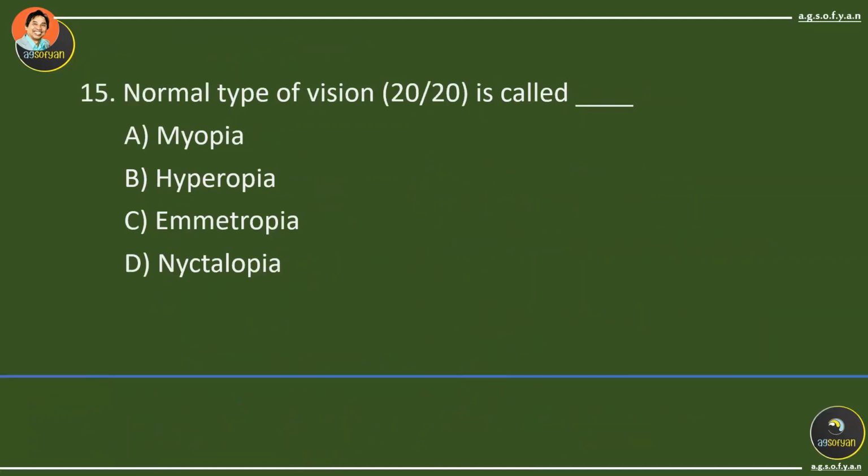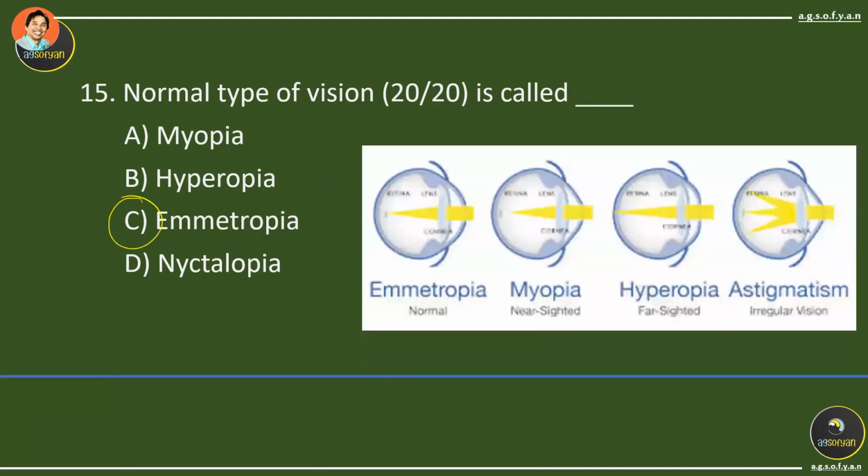Normal type of vision of 20/20 is called: A, myopia, hyperopia, emmetropia, or nyctalopia. So the terminology for normal vision is called emmetropia. This is normal vision, when the object goes to the central fovea, to the retina. If it is myopia, which is nearsightedness, the object is actually in front of the retina. It means that you have to go closer in order to make the object go to the retina. So this is nearsightedness.